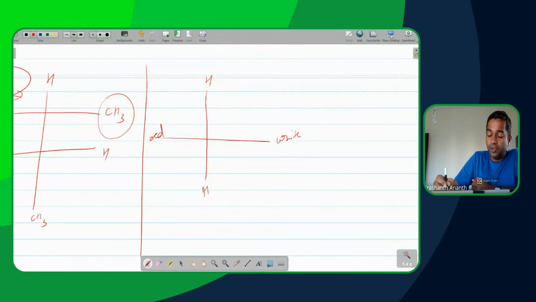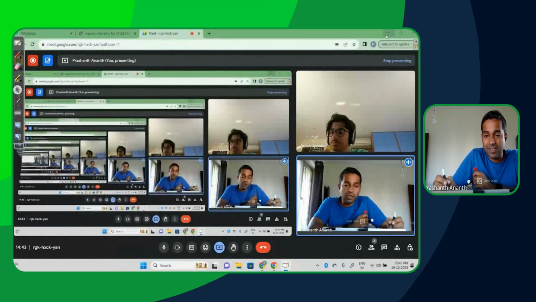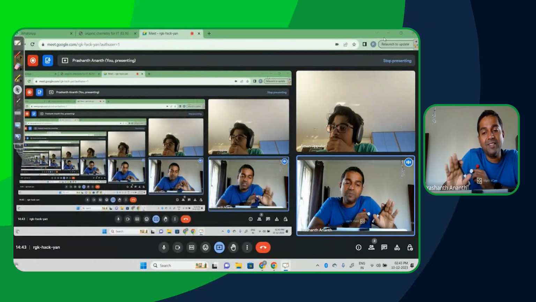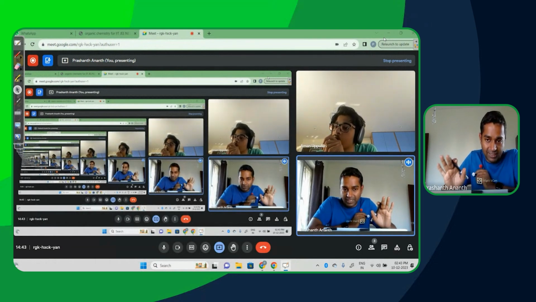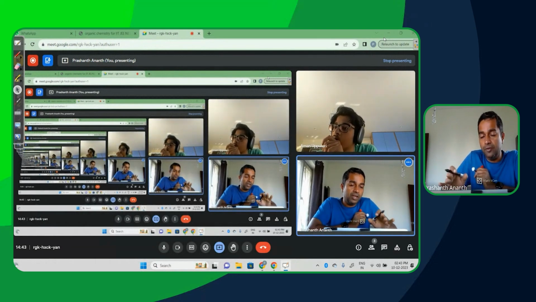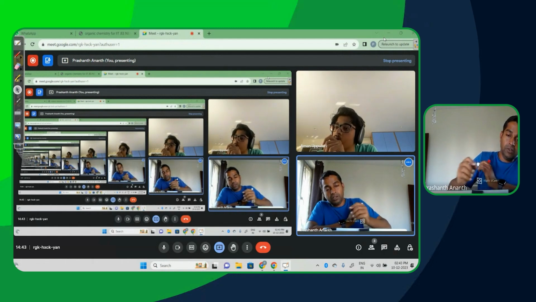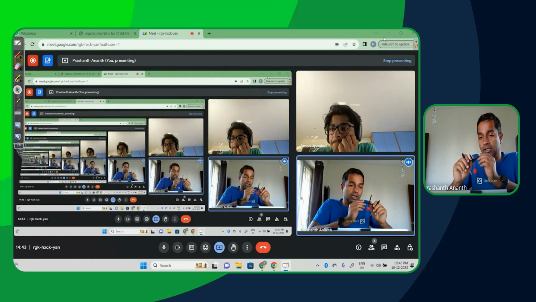So let me continue on with a little bit more of Fischer projection. Now Fischer projection is going to be something like the Sawhorse. Sawhorse is basically the first version of your solid wedge and hashed wedge extension with more carbons. Fischer is a second extension. So let's talk about Fischer projection slightly more.